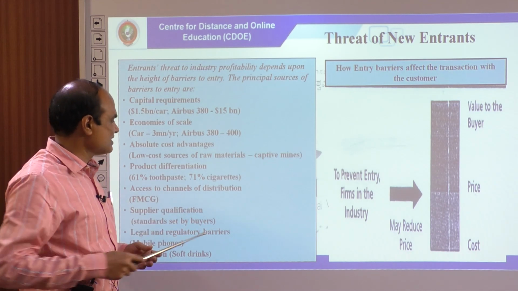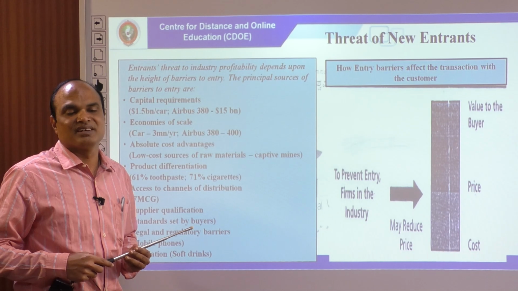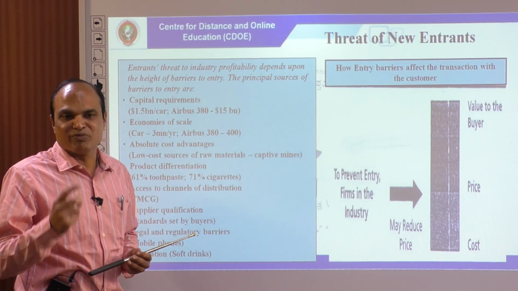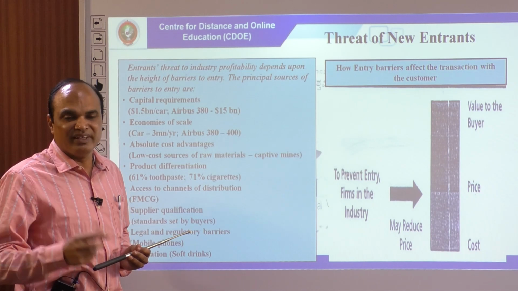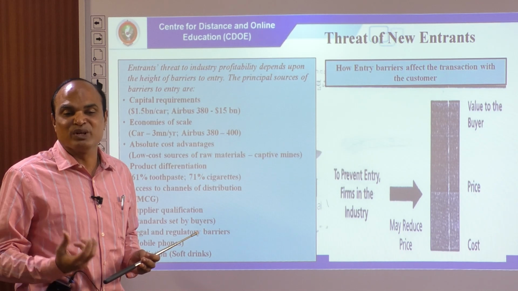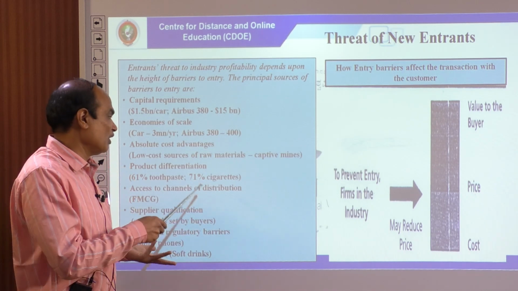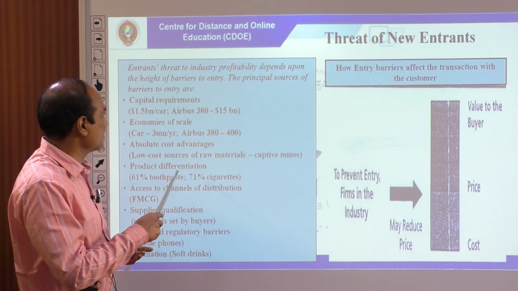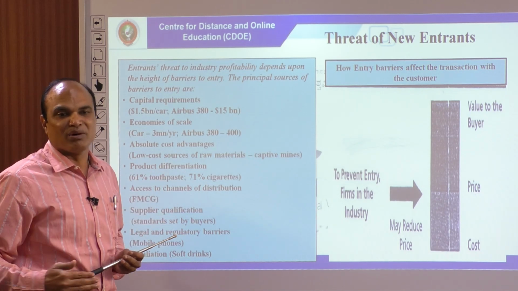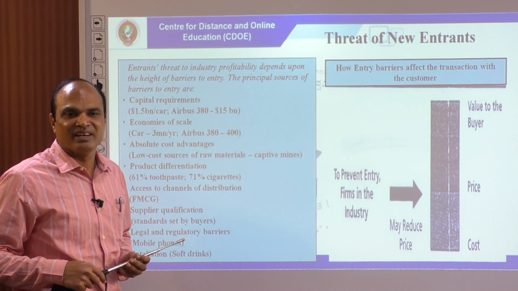And the same case is with cigarettes, that is 71%, only in terms of packaging, in terms of the feeling, in terms of the pleasure which they perceive that they get is almost similar. So, product differentiation is very important, so that they can stop new entrants from coming into the market.